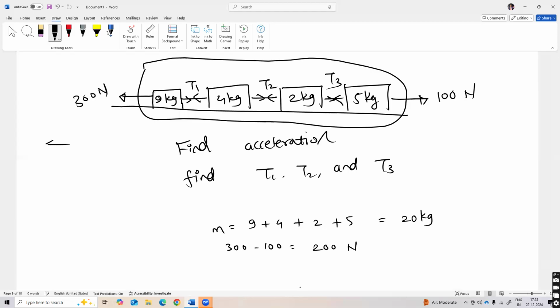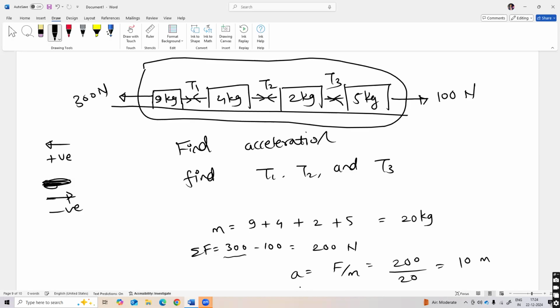So it will be 200 Newton on the left side, because 300 Newton, the higher force, is towards the left. Let's consider forces acting to the left as positive, and forces acting to the right as negative. So in this case, the net force is the summation of forces, that is 300 minus 100, which is 200 Newton. So the acceleration is force upon mass, equal to 200 by 20, and it is equal to 10 meter per second square. Since the force in the left direction is higher, the acceleration is in the left direction only, in the direction of the force. So now we have acceleration equal to 10 meter per second square.